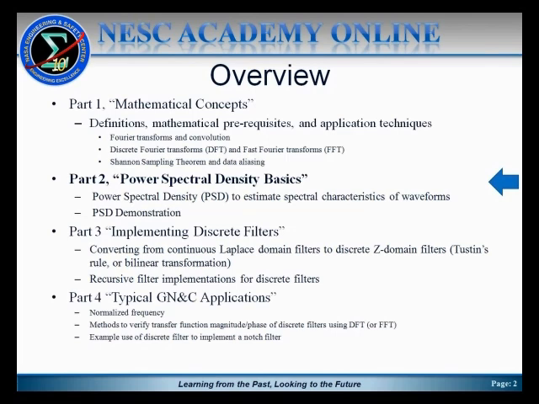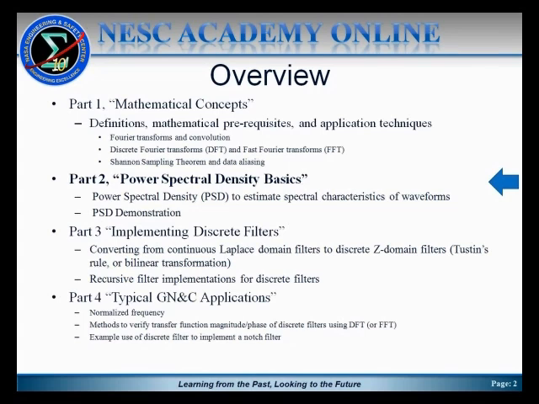In today's discussion, Part 2, which is entitled Power Spectral Density Basics, we will cover power spectral density and how it's used to estimate the spectral characteristics of waveforms, including a PSD demonstration where we show an example of a computed waveform that consists of several different sinusoids, a constant bias term, and a random component, and illustrate how the PSD can be used to identify each of these characteristics within that waveform.